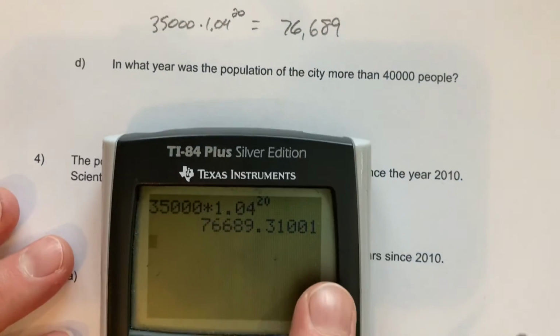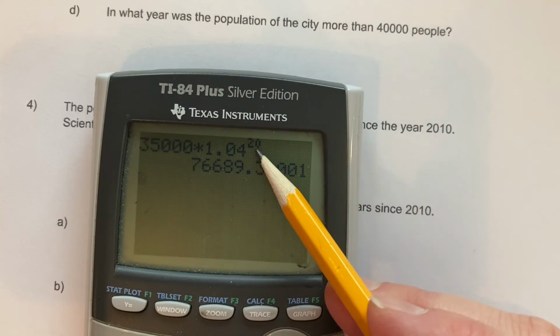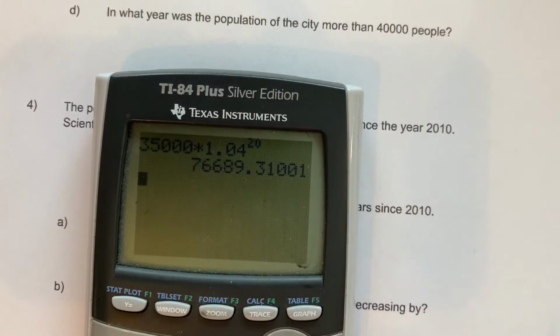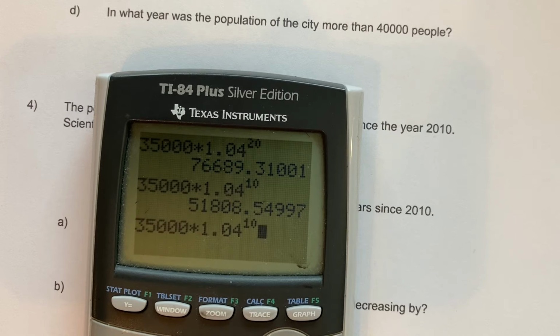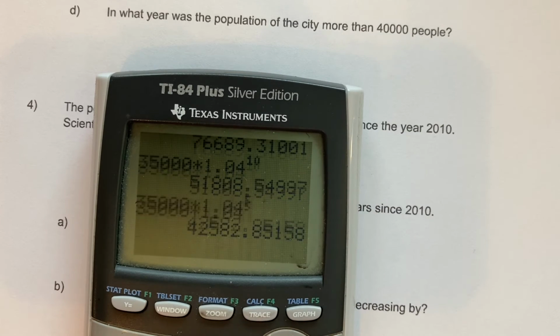So what I want to do is take my equation here, and just keep playing around with the exponent until I get something bigger than 40,000. With this calculator, I can just go up and hit enter, and then change this. So let me say, what about if it was 10 years? If I hit enter, well, that's more than 40,000. Let me try something sooner than that. Let me try 5 years. All right, now we're real close. It's 42,582. All right, let me try 4 years.